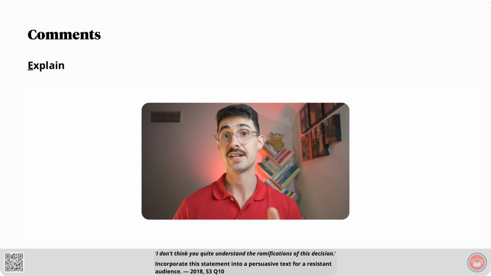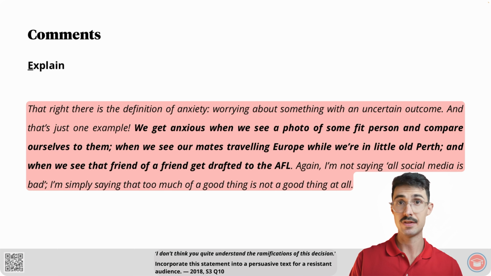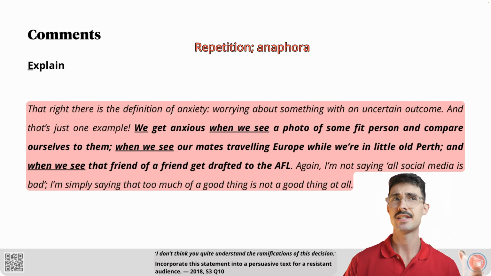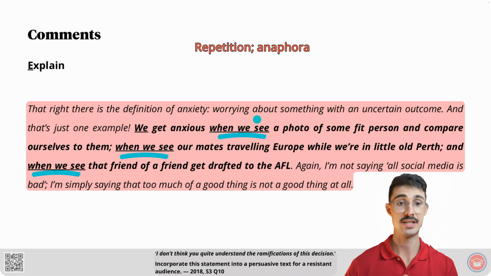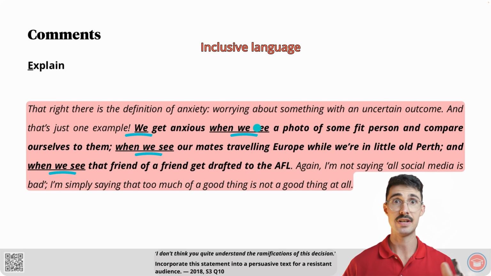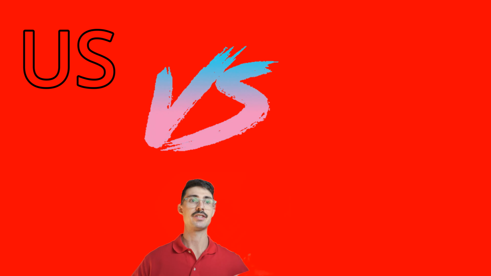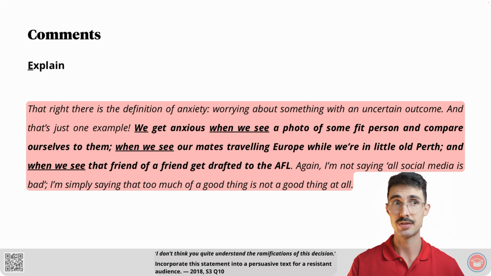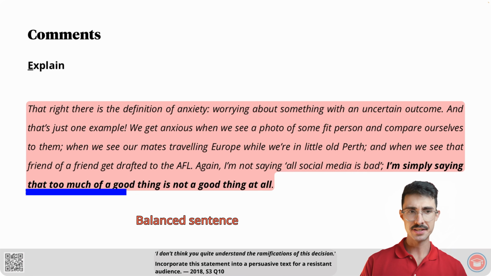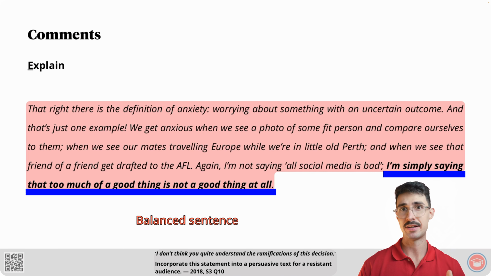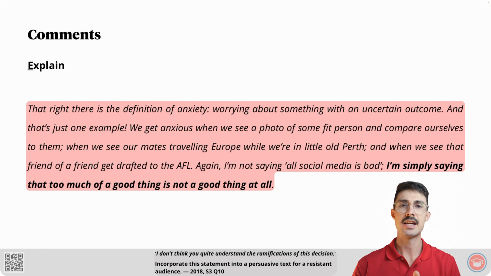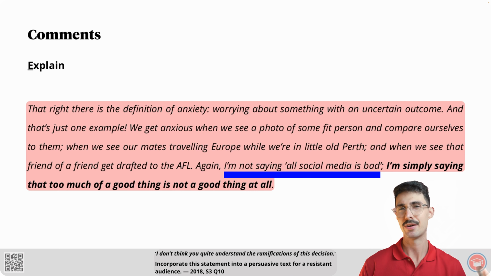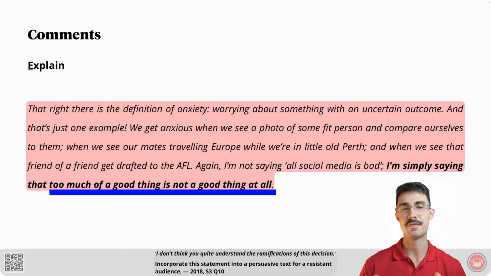That led us to the explain. Focusing on this middle part of the explain first. Hopefully you notice there's the repetition of the phrase when we see. The word we is an example of inclusive language. It's not us versus them, it's just us, it's we. And this part of the example is really saying we all see lots of things on socials that make our anxiety worse. Lastly, this explain finishes off with a balanced sentence. Check out the LFB. And this balanced sentence tells the audience I'm not telling them to stop using social media altogether, but just to reduce some of their overall use.